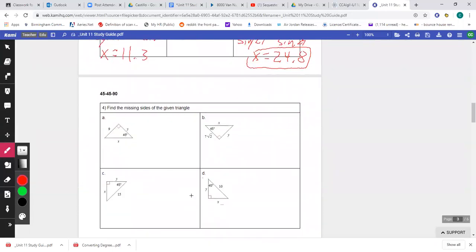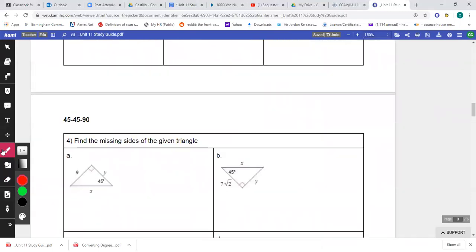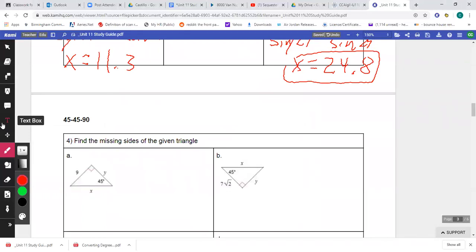Okay, now the next topic was 45, 45, 90 triangles. Remember, if I have a 45, 45, 90, I'm going to zoom in a bit. It's actually going to be on Tuesday. Monday's a holiday. Monday's Memorial Day.